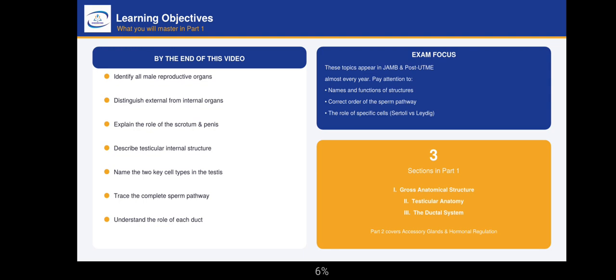By the end of this video, you should be able to identify all male reproductive organs, distinguish between the external and the internal organs. You'll be able to explain the role of the scrotum and the role of the penis. You should be able to describe the internal structure of the testis, name the 2 key cell types in the testis, trace the complete sperm pathway, and understand the role of each duct.